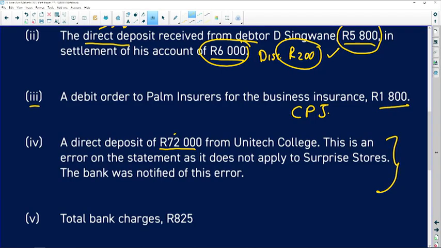So the question is, where do we record the 72,000? Remember, it's not our money. We cannot put it in our CRJ. So we are going to make a note of this on our bank reconciliation statement, which we're going to complete once we total our journals. Okay, so we're going to come back to this adjustment.